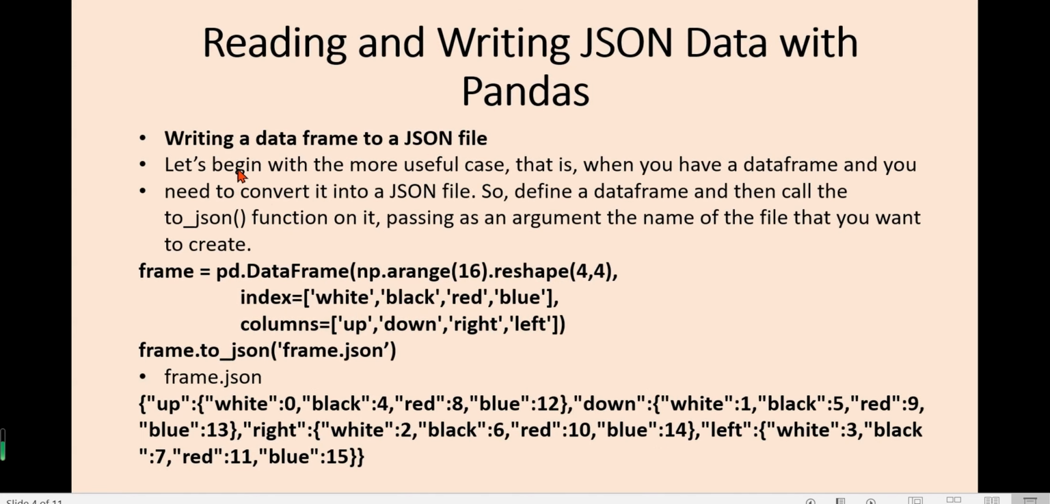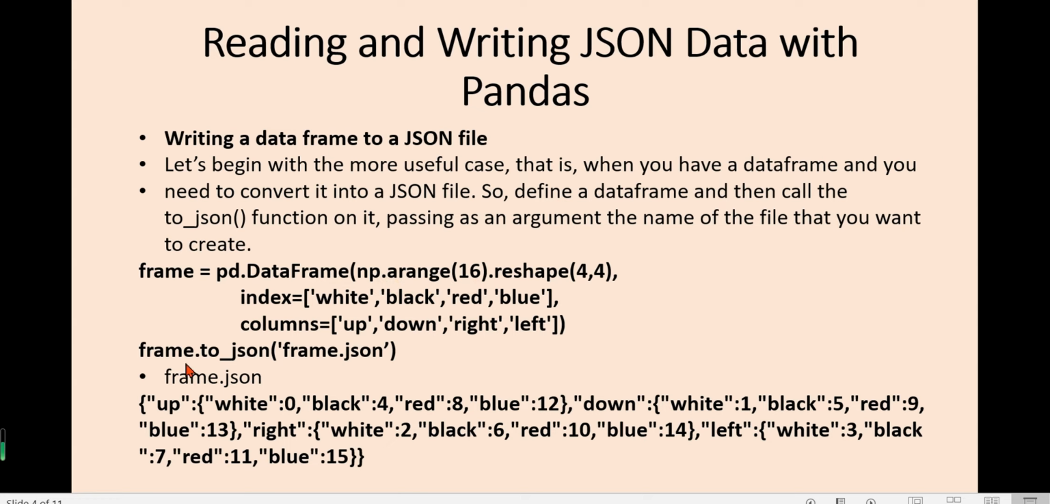So let's see how to write a data frame to a JSON file. Let's begin with the more useful case, such as when you have a data frame and you need to convert it into a JSON file. Define a data frame and then call the to_json function on it, passing as an argument the name of the file that you want to create. Here we create a data frame with 4 column variables and 4 rows. This is the index for the rows, and the values are 0 to 15.